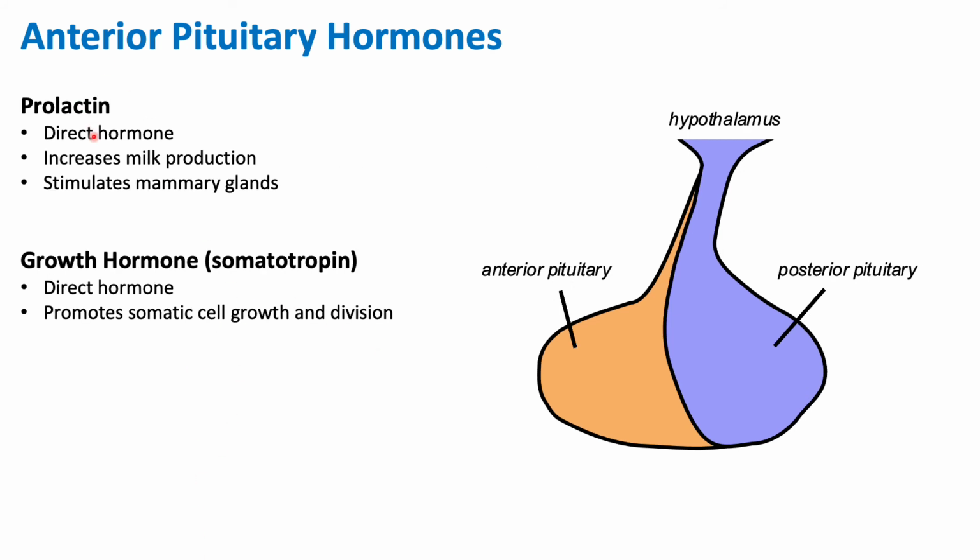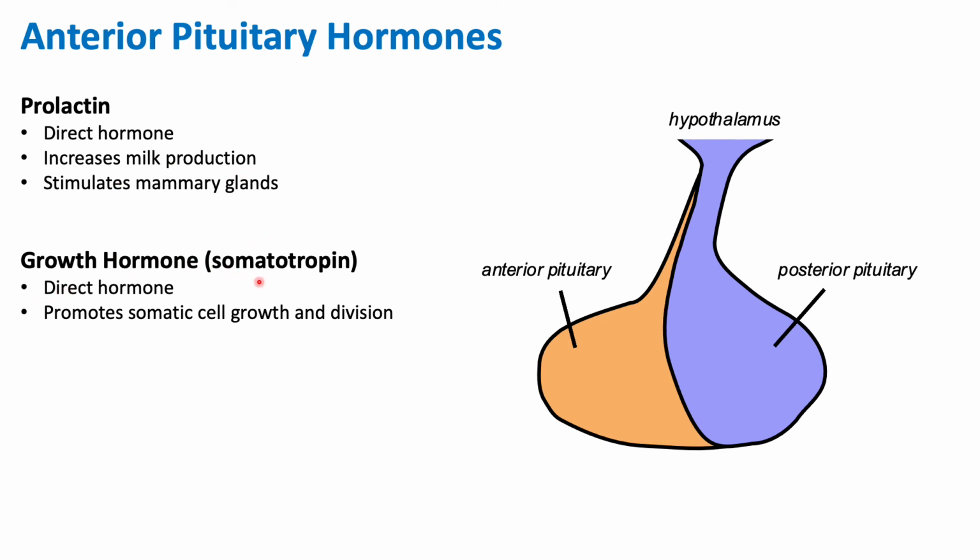Lastly, we have prolactin and growth hormone. Both of these hormones are direct hormones, so when they're released from the anterior pituitary, they will directly interact with the target area. Now, prolactin is utilized to increase milk production after childbirth, and it also stimulates mammary gland development. And these two go hand in hand with one another.